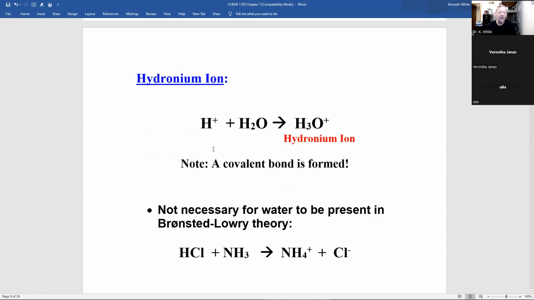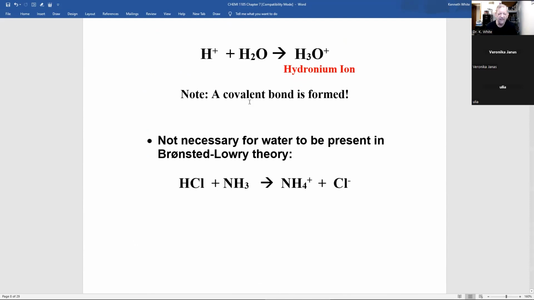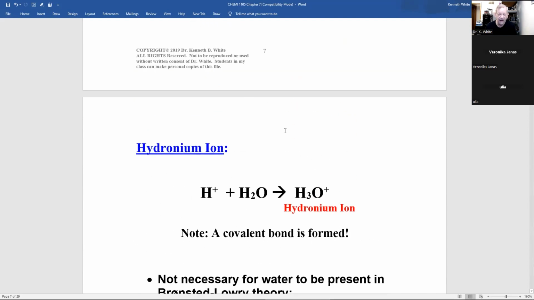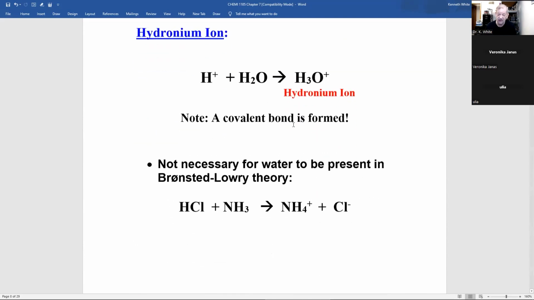Now, an important thing happens in water. A proton can react with water to form the hydronium ion. And it's actually a covalent bond. You have 3 hydrogens on the oxygen, and it has a plus charge. I'll never ask you what's the hydronium ion, but I will use that term this chapter.